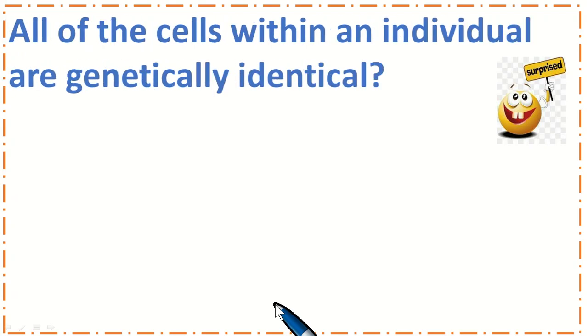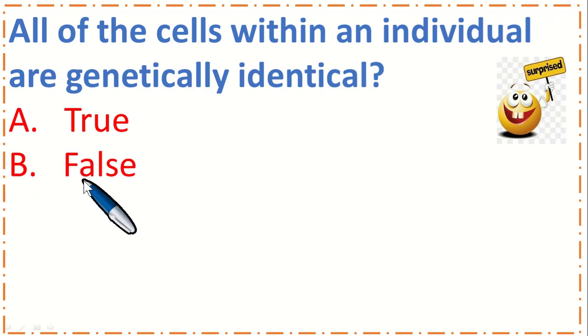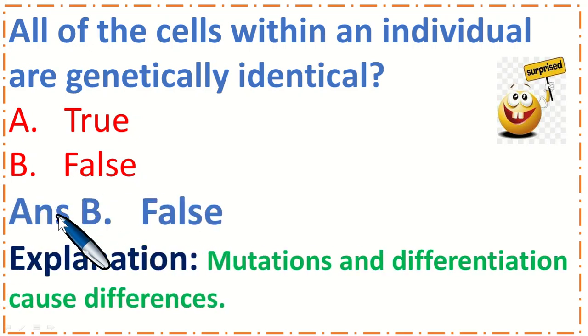Dear students, this is a very important MCQ. All of the cells within an individual are genetically identical. Option A, true, and option B, false. So the correct option is B, false. Mutations and differentiation cause differences.